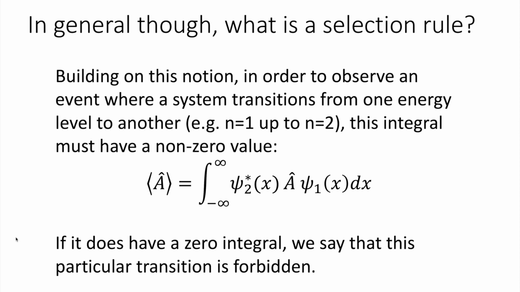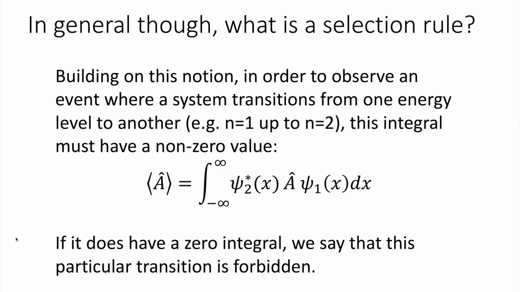Transitions from the energetic state corresponding to quantum number n equals 1 to quantum number n equals 2, right? This is a sort of transition that we can look at. Well, then this integral below needs to have a non-zero value. So basically, we still have a wave function sandwich here, right? We've got our operator in the middle there, A, that thing that we want to measure.